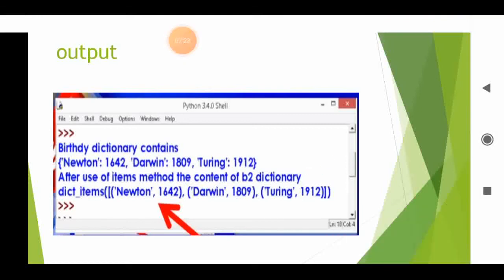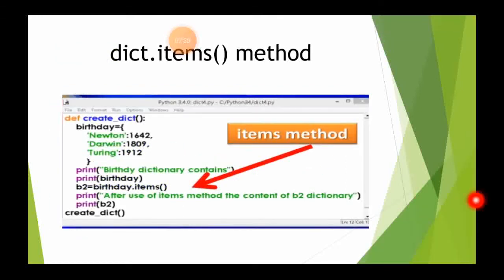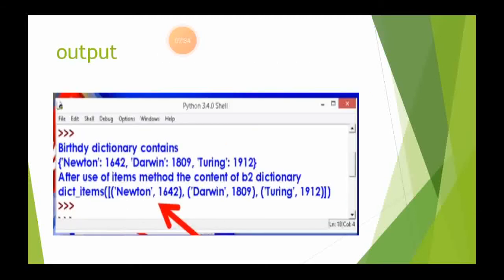The next one is print b2. What is the value in b2? All the items. Here it will display dic underscore items: Newton, Darwin, Turing. The dictionary values, the item values, will display here. So the items function gets the item elements in the dictionary. It will return the items, the key value pairs, in the dictionary.